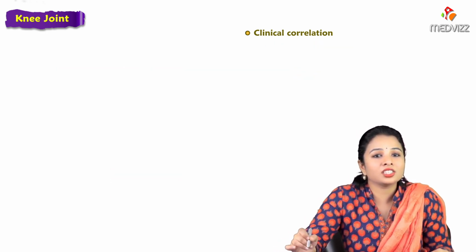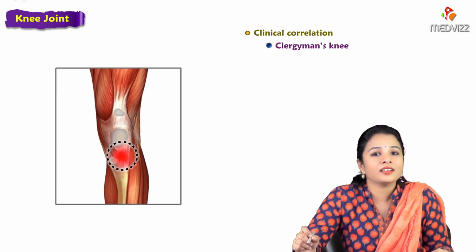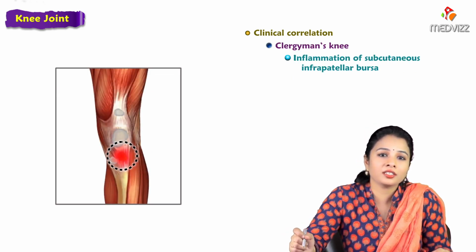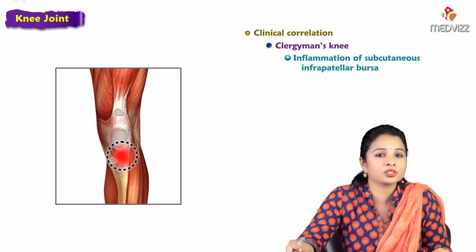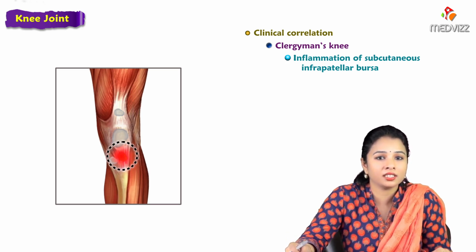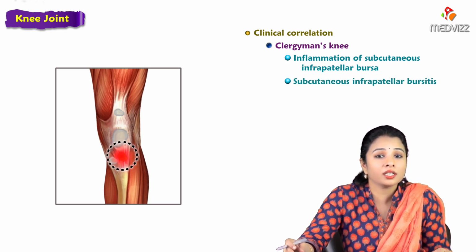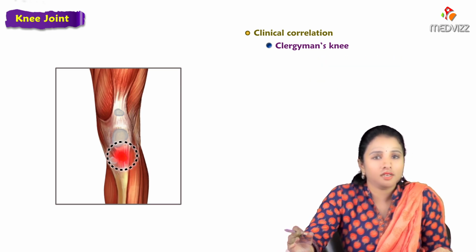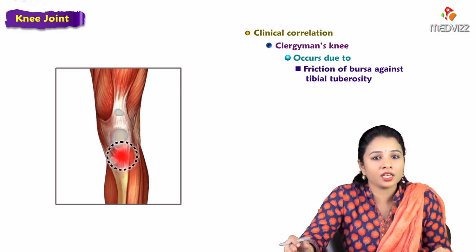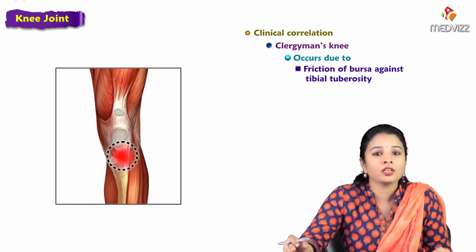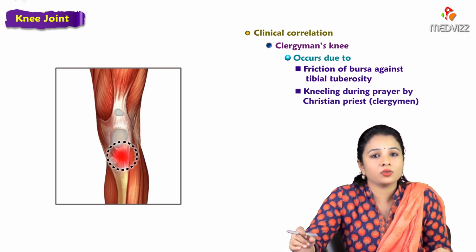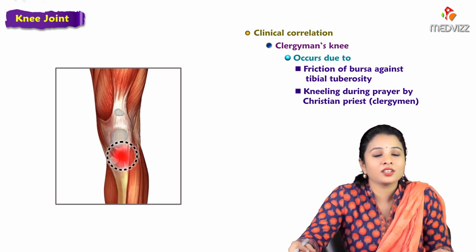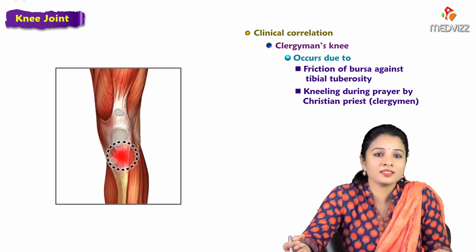The next condition is clergyman's knee. It is the inflammation of the subcutaneous infrapatellar bursa, called subcutaneous infrapatellar bursitis. It occurs due to the friction of the bursa against the tibial tuberosity due to kneeling. So kneeling during prayer, especially by the Christian priest, is the reason it is called clergyman's knee.